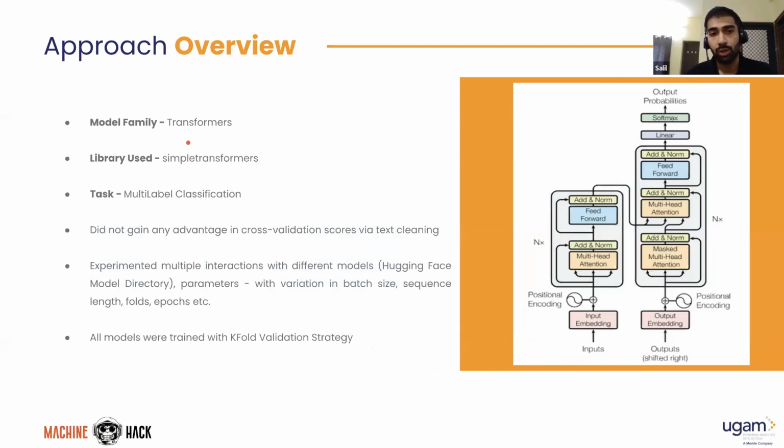In terms of library, what I used was simple transformers. In case you haven't utilized this for your implementations, I would highly recommend it. Coming to the multi-label task, initially when I started the hackathon, I also approached this using a binary classification method in which I tried making 12 different models. But the main reason why I shifted to a multi-label way of doing things was majorly because of time.